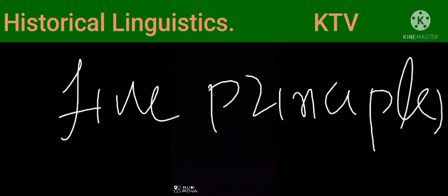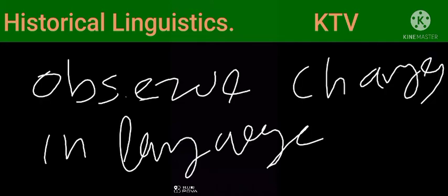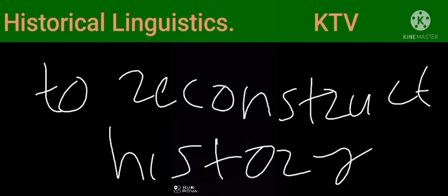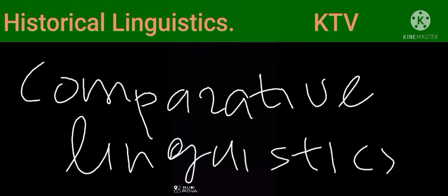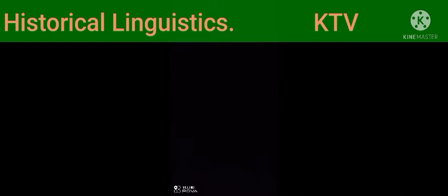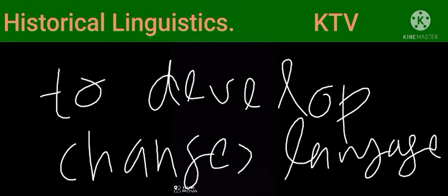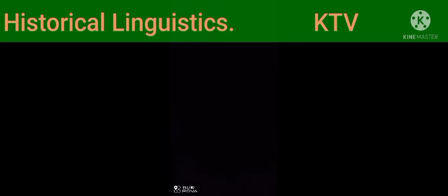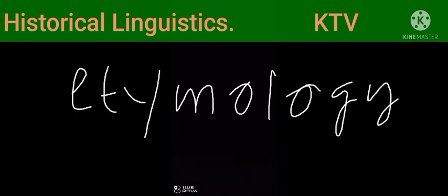Number one, to describe and account for observed changes in a particular language. To reconstruct the prehistory of languages and determine their relatedness, grouping them into language families. To develop general theories about how and why languages change. To describe the history of speech communities and to study the history of words. The history of words is also called etymology.